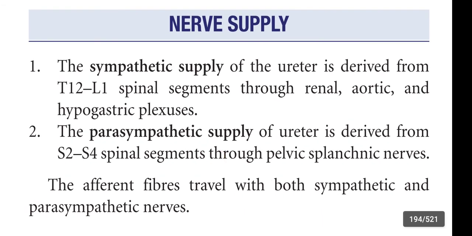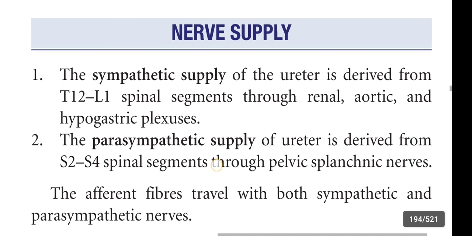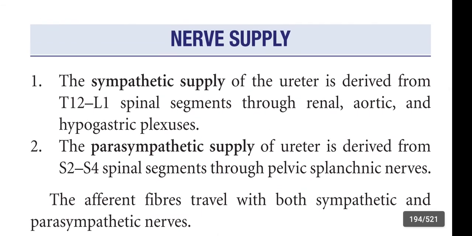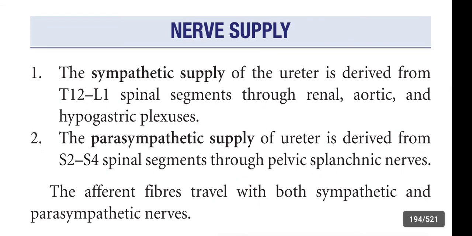Sympathetic supply from T12 to L1 spinal segments and the parasympathetic supply from S2 to S4 spinal segments. Okay guys, sympathetic supply through renal, aortic, hypogastric plexus and parasympathetic supply through pelvic splanchnic nerves.